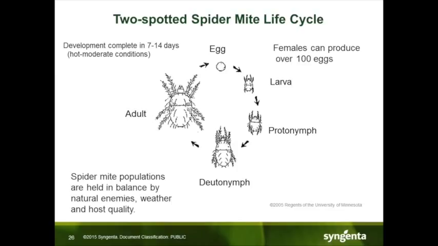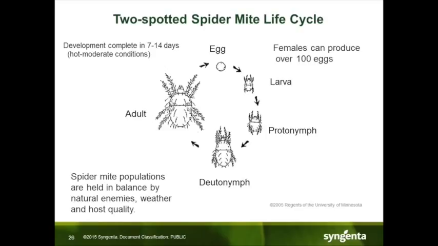So after egg hatch, there are 3 nymphal stages prior to becoming an adult. And the first larval stage has 3 pairs of legs, and that's important to note. So if you're monitoring and scouting, you can see, oh, this was a newly hatched larval stage, while the other stages do have 4 pairs of legs.